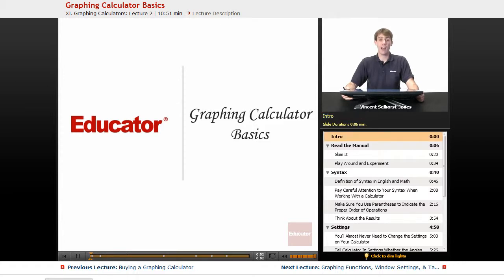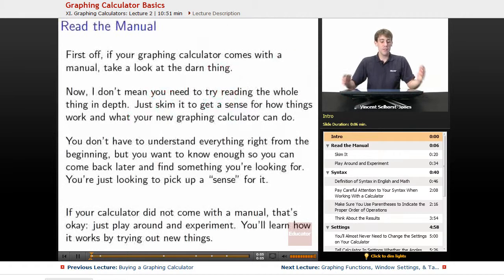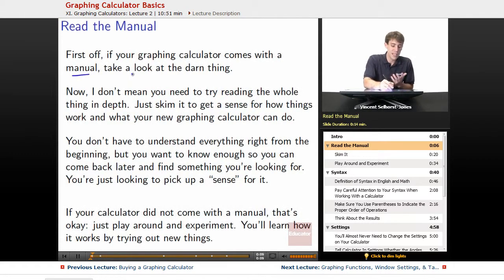Today we're going to talk about graphing calculator basics. First off, if your new graphing calculator comes with a manual, just take a look at the darn thing. Now, I don't mean you have to try reading the whole thing in depth. Just skim it and get a sense for how things work and what your new graphing calculator can do.